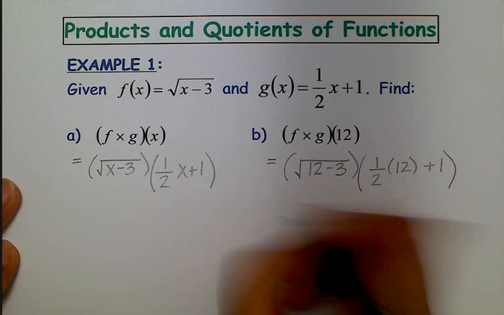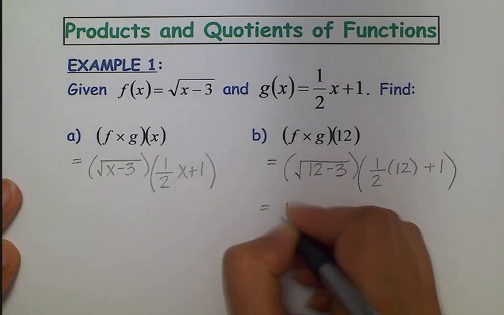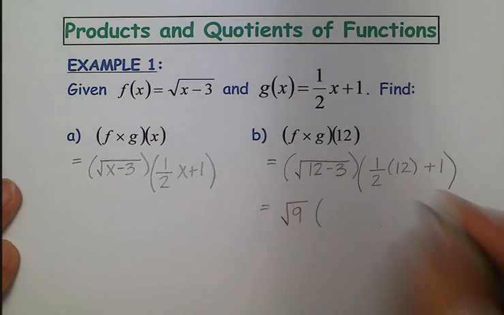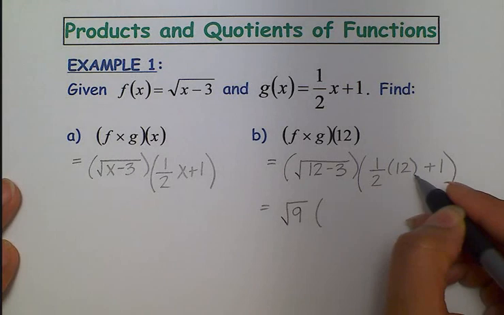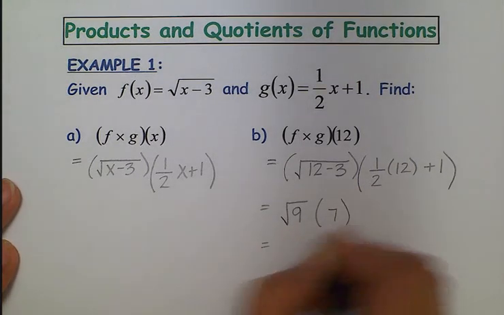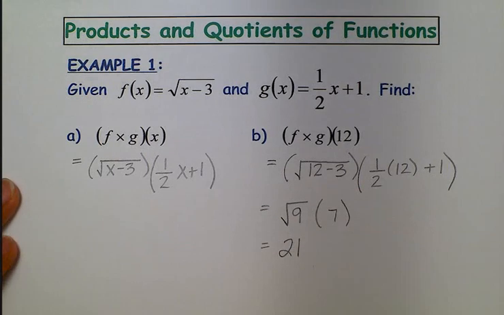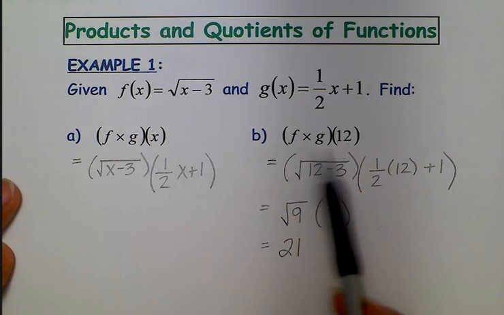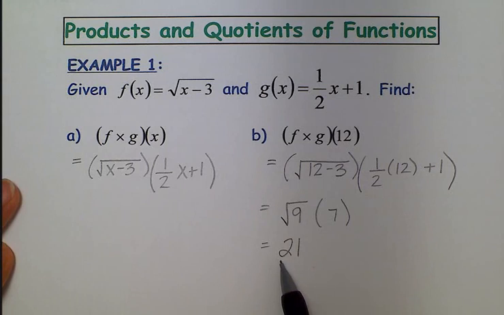In this set of brackets I get the square root of 9, and in this set of brackets I get 1/2 times 12, which is equal to 6, plus 1, which is equal to 7. That gives me 3 times 7, which is equal to 21. So if I'm looking at x equal to 12, then the product of the two functions will give me a result of 21.